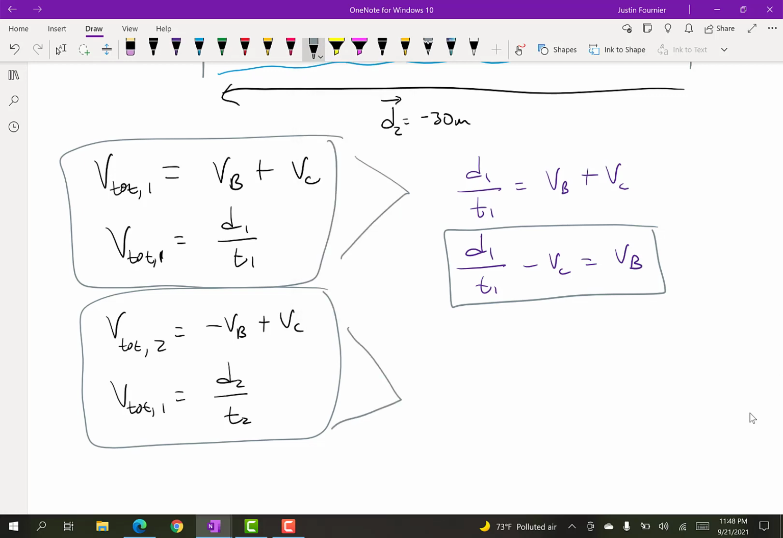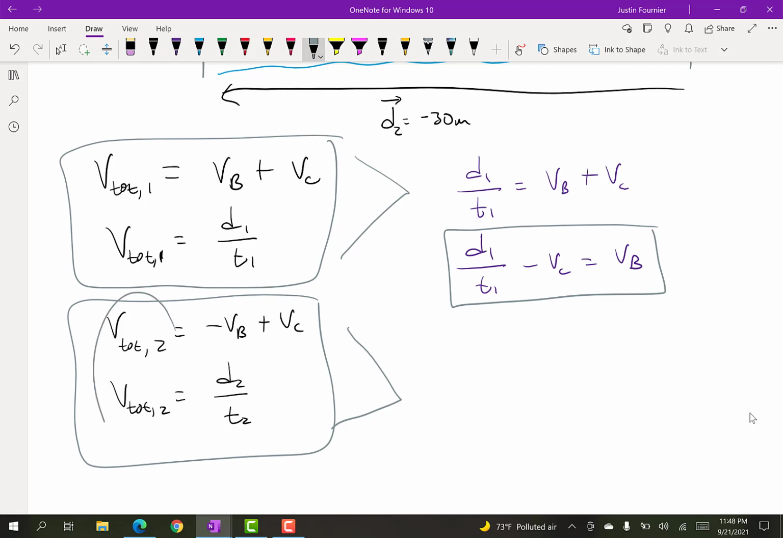I'm going to do the same thing with these equations. Whoops, I made a mistake. That should be right here. I had a 1, it should be a 2, because that's the total velocity at 2. All right, so once again, I know now those velocities are the same, so I can set these equal to each other. That's what I'll do over here. So this is going to be D2 over T2 is equal to negative VB plus VC.